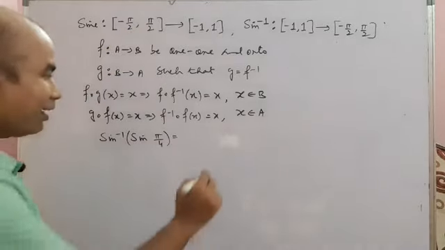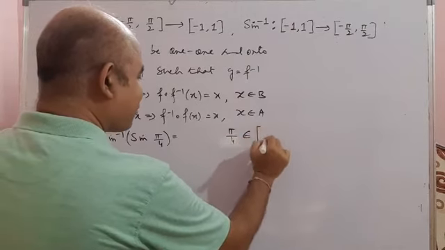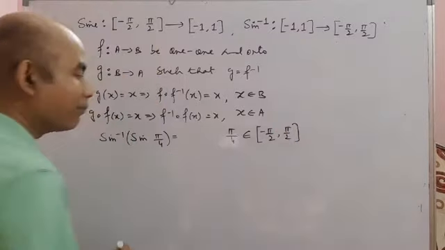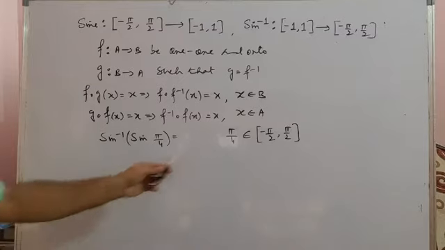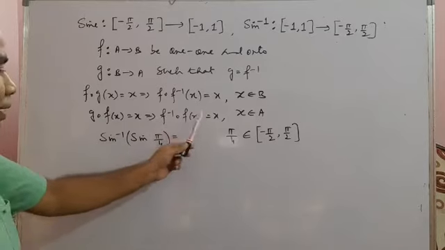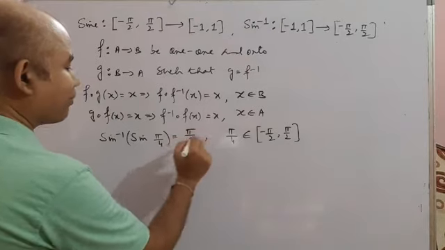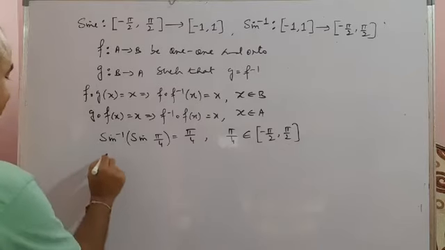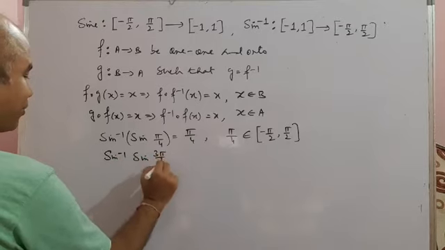So can you say that pi by 4 is an element of this closed interval minus pi by 2 to plus pi by 2? Your answer is yes, as pi by 4 is an element of the domain of the sine function. So by following f inverse of f of x equal to x, sine inverse of sine pi by 4 will be equal to pi by 4. But suppose I take another example, the sine inverse of sine of 3 pi by 4.